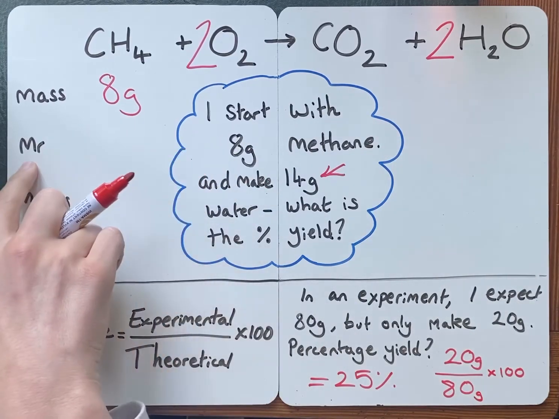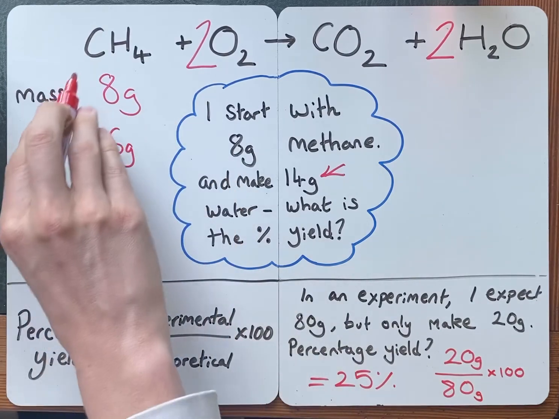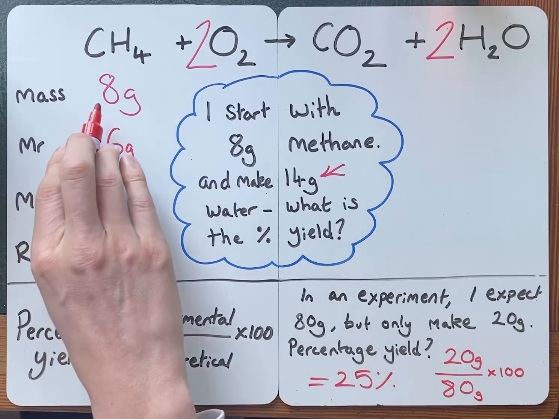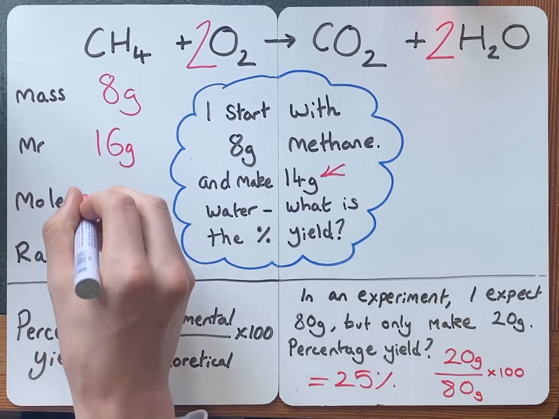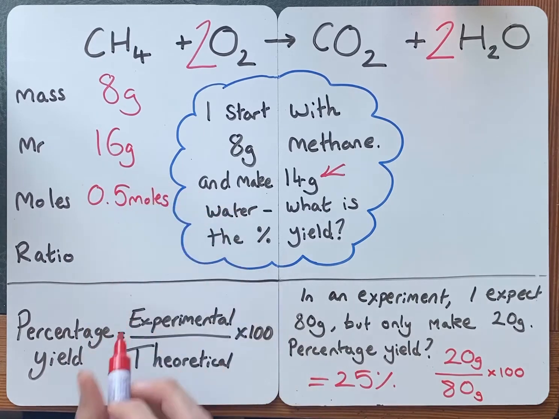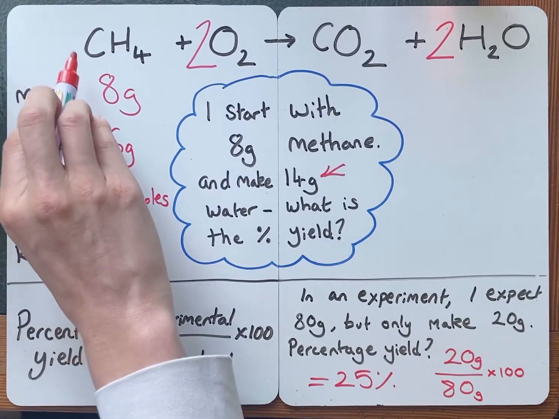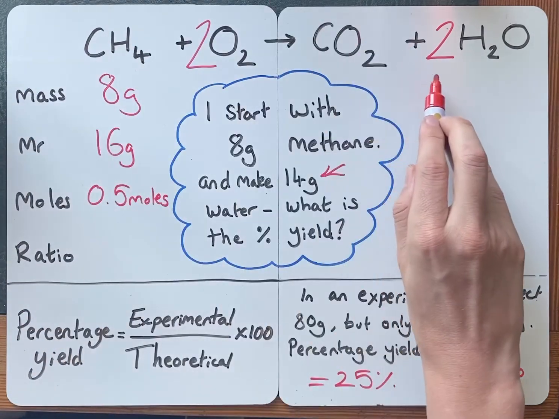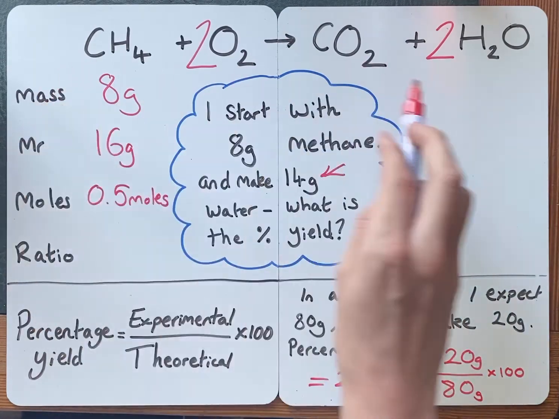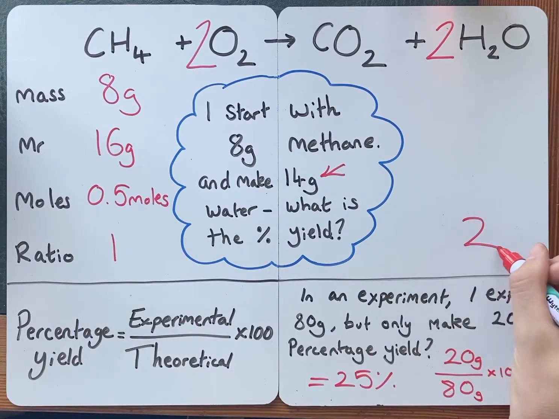As we've done before, the molar mass of methane is 16 grams per mole. 1 carbon, 4 hydrogens, 16 grams. Moles is mass over MR, that's 8 divided by 16, which gives me 0.5 moles. The ratio is always looking at the balancing of the equation. I have 1 molecule of methane for 2 molecules of water, 1 to 2. 1 mole of methane would give me 2 moles of water. So the ratio is 1 to 2 there.